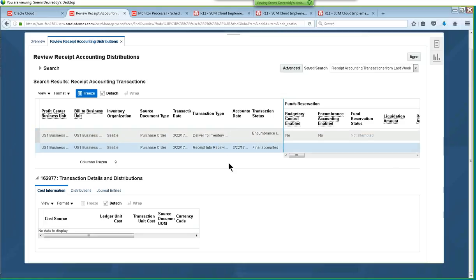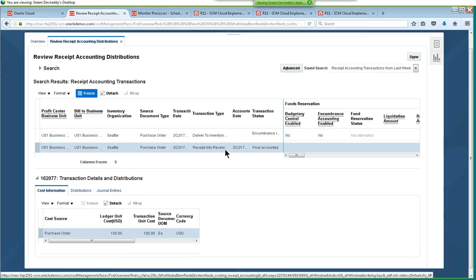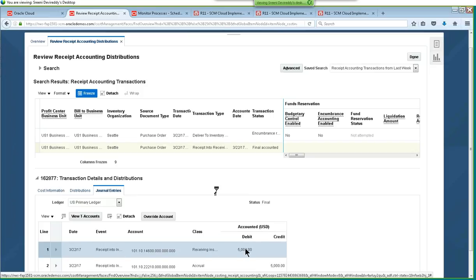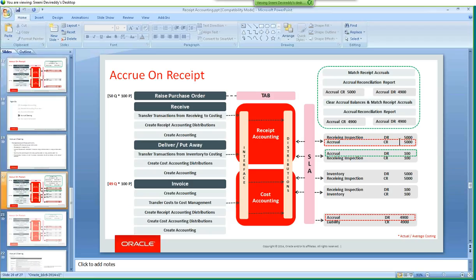And the second line is what we are going to focus on, receipt into receiving. And you see the distributions that got created are accrual credit and receiving inspection debit. And you can see the journals as well. You see the code combinations and journals. So receiving inspection is debited, accrual is credited. So is that not what we were looking at? Right? This is what we expected, and that's there. Okay, so let's move on.